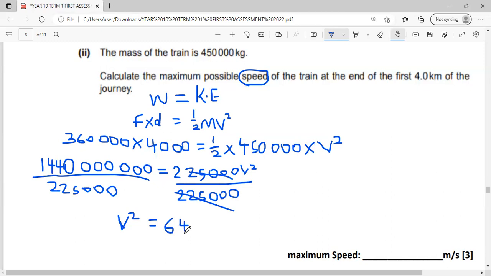6,400. So if v squared is equal to 6,400, how do you get the value of v? You take the square root of both sides of this expression. The square root of v squared will give you v, and the square root of 6,400 will give you 80. So your answer is 80 meters per second.